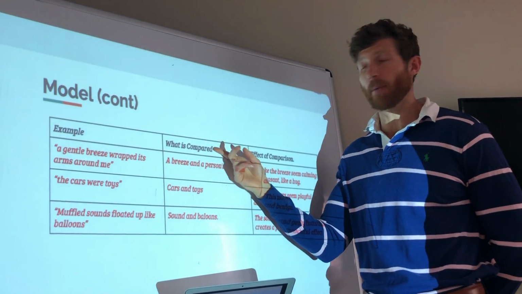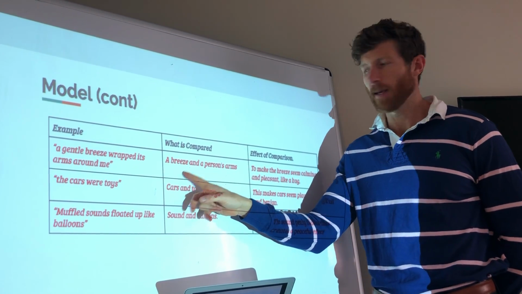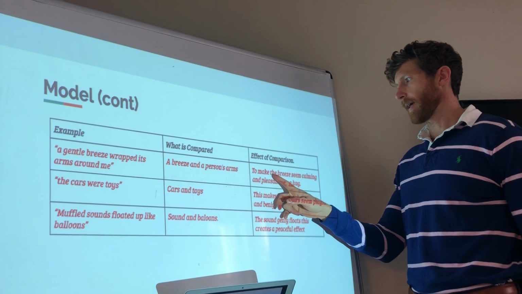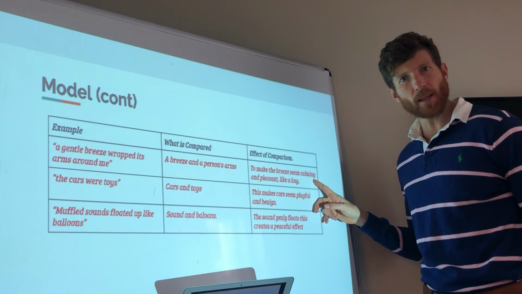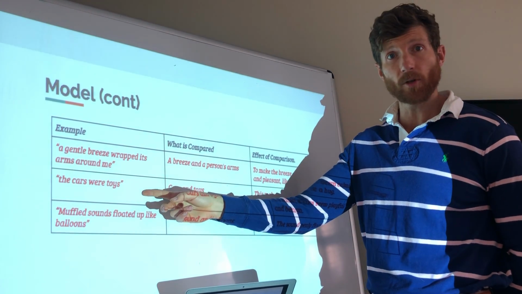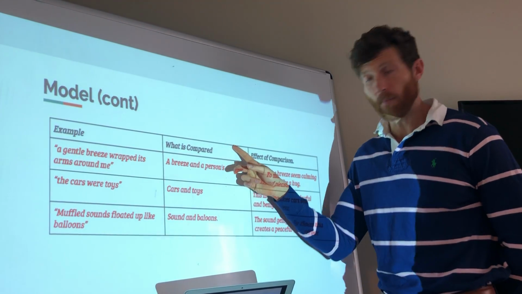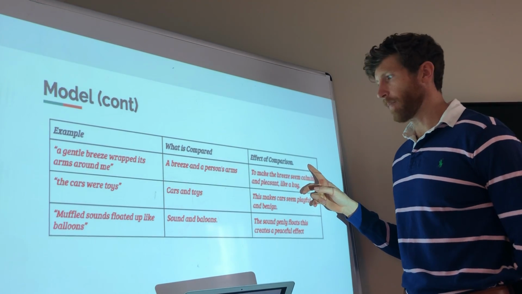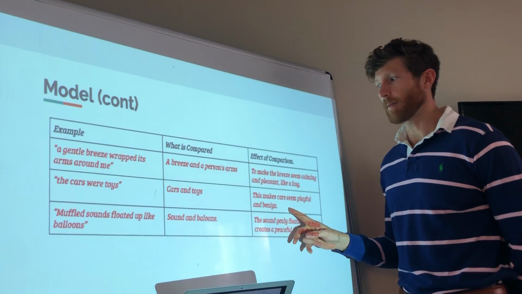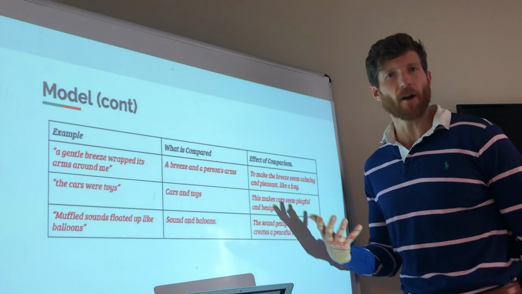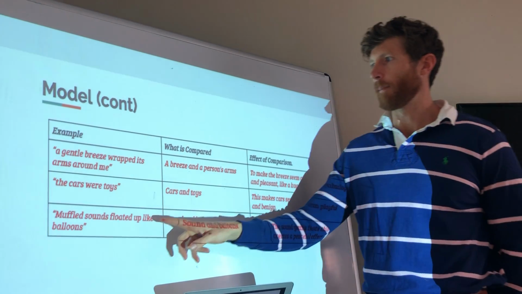Okay, so what is being compared here? We have a breeze and a person's arms. The effect of that comparison is to make the breeze seem calming and pleasant, like a hug. Okay, the next example, the cars were toys. What's being compared? Cars and toys. The effect of the comparison, this makes cars seem playful and benign. Benign means like not harmful, okay?